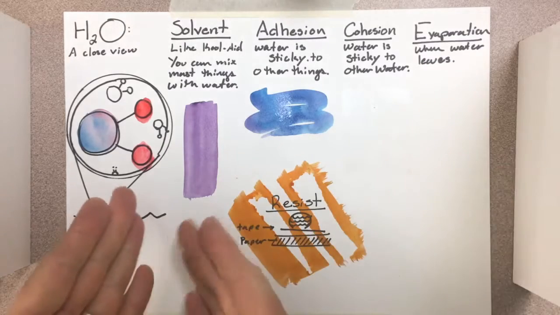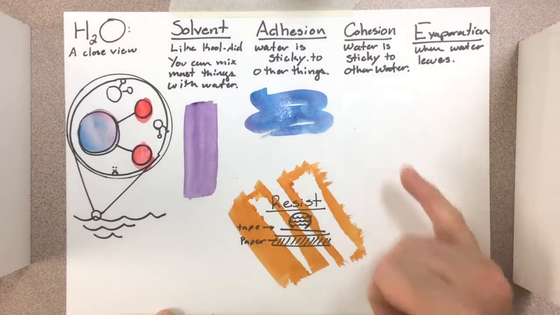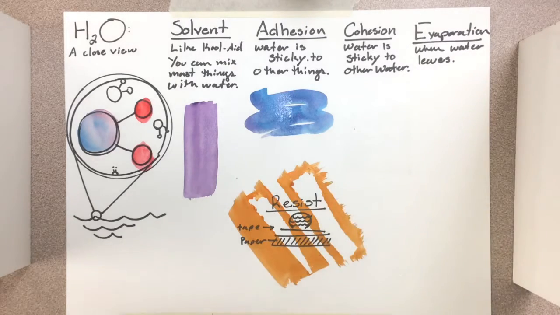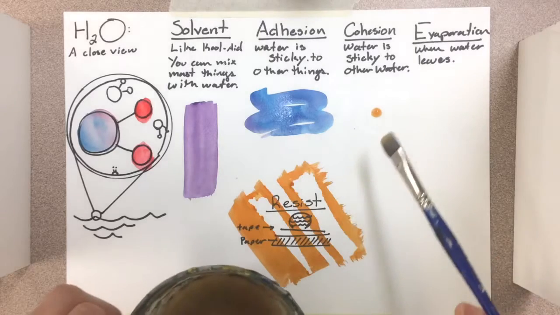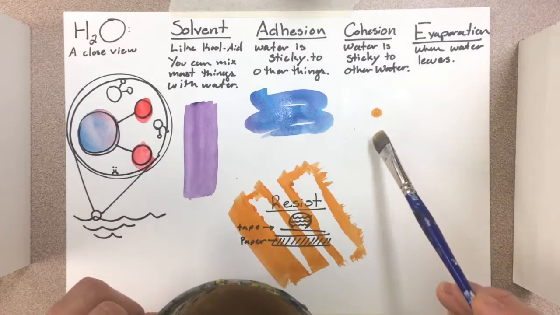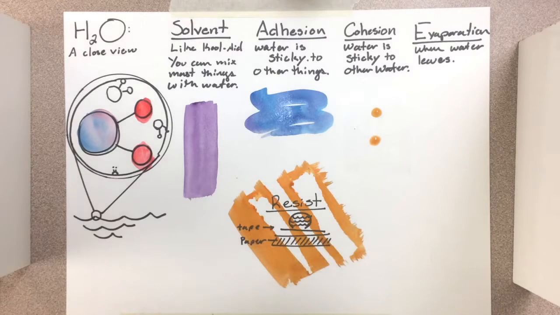And we use the solvent properties of water to mix our colors together. Now, cohesion. Water is sticky to other water. I'm going to do a little experiment on my paper here. So I'm going to take some water and put it on here. Now this is on top of a resist. It's just a droplet of water. Here's another droplet of water.